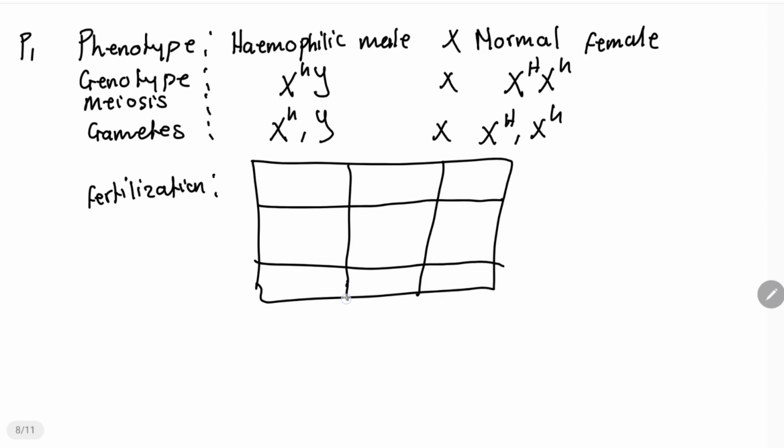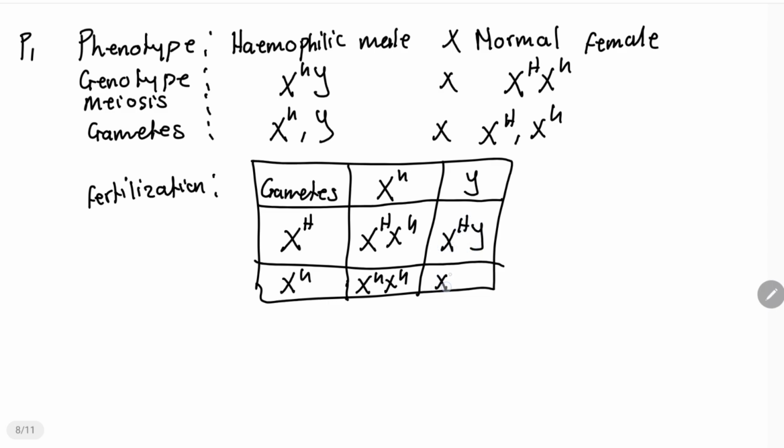So we're going to draw our Punnett square like so. Here we simply write gametes, and in front of the word gametes we write the gametes of the first parent, so it is going to be X^h and Y. And below the word gametes we write the gametes of the second parent, so it is going to be X^H, X^h. So in this box it is going to be X^H X^h. In this box it is going to be X^h X^h. In this box it is going to be X^H Y, and in this box it is going to be X^h Y, right?